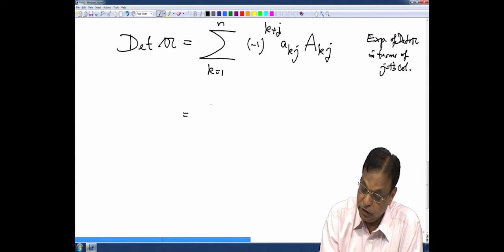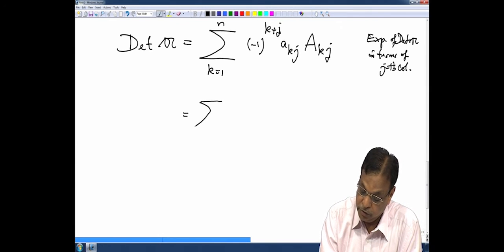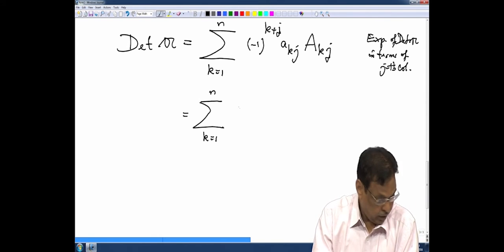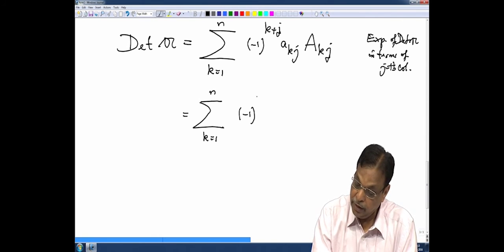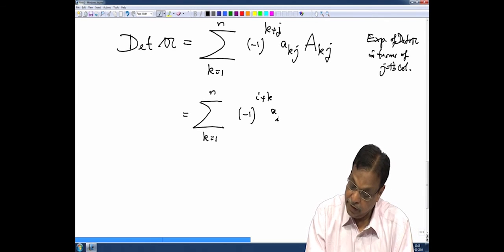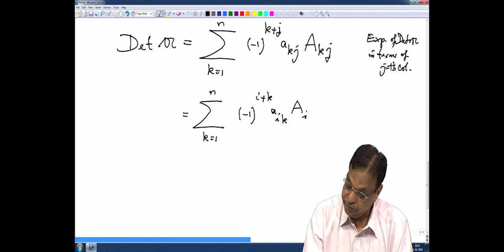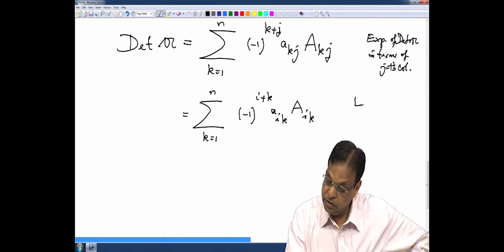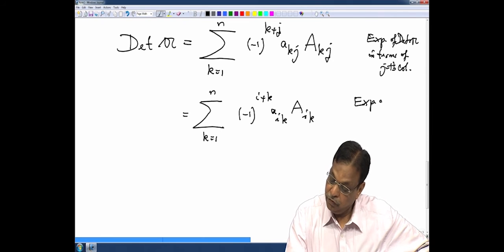Similarly, now expansion in terms of the ith row, that is summation k equal to 1 to n, minus 1 power i plus k, a_ik capital A_ik. This is expansion of det in terms of the ith row.